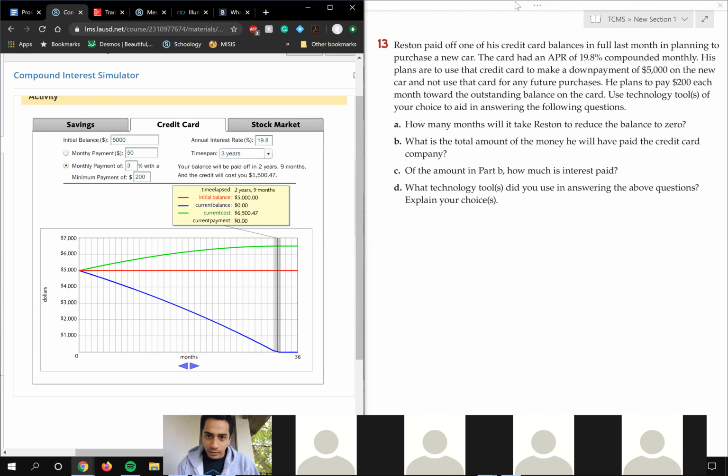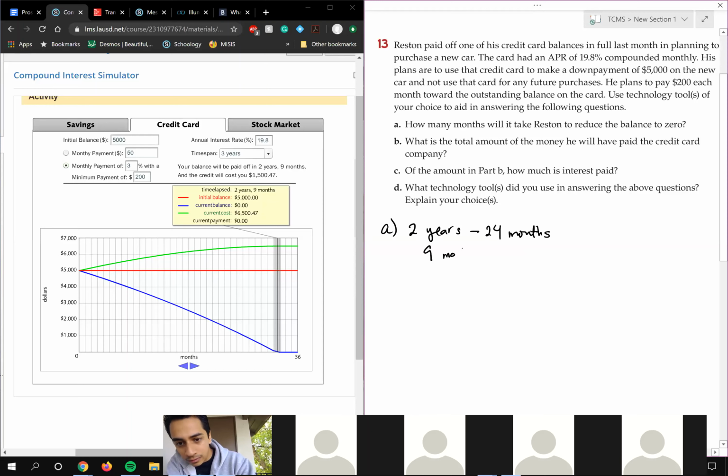Let's go ahead and answer some of these questions on the right side. So how many months will it take Reston to reduce the balance to zero? Well, we notice here that it would take him 2 years and 9 months. So the 2 years, that's 24 months. And then the other 9 months, so the 24 plus 9, that's going to get us to 33 months.